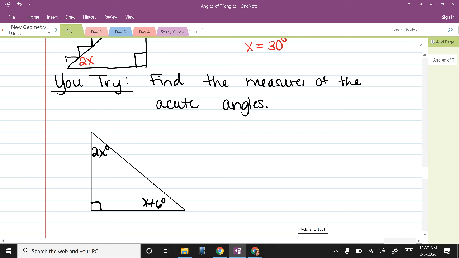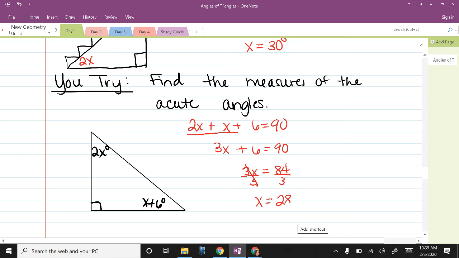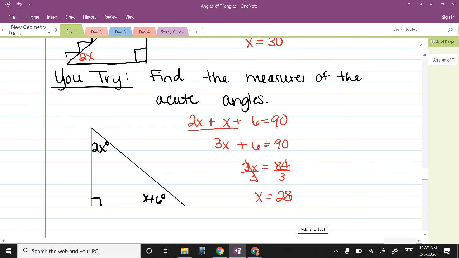2x plus 3. So how do I set up my equation? And then I do like terms. So 3x plus 6 equals 90. Subtract 6. 3x equals 84. Divided by 3. What's 84 divided by 3? 28. All right, but that's not one of my angle measures, is it? Nope. I've got a 28 times 2 and a 28 plus 6.